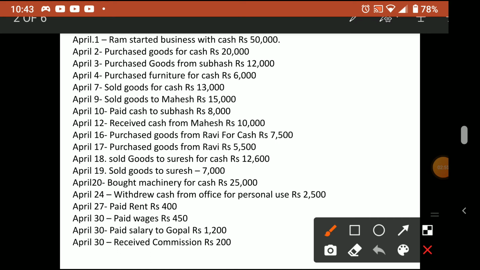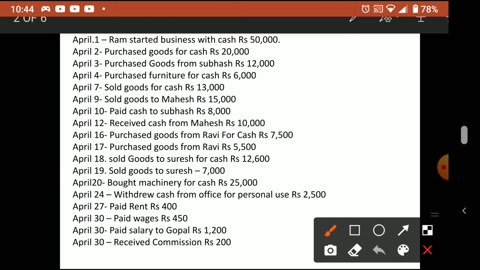purchased goods for cash 20,000. Purchased goods from Subhash 12,000. Purchased furniture for cash 6,000. Sold goods for cash 13,000. Sold goods to Mahesh rupees 15,000. Paid cash to Subhash rupees 8,000. Received cash from Mahesh rupees 10,000. Purchased goods from Ravi for cash rupees 7,500. Purchased goods from Ravi rupees 5,500.